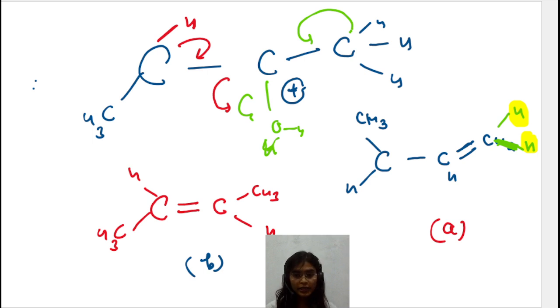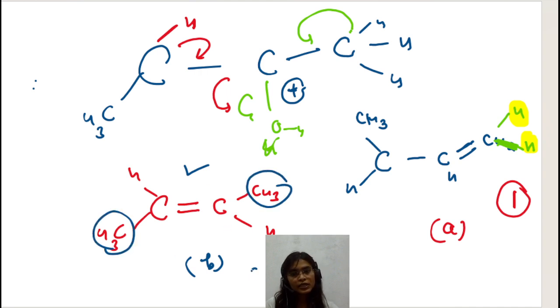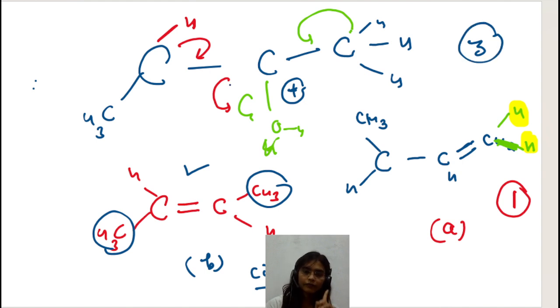Okay, so let's go back here. In this case, there is no cis and trans, so you have to count it as one. But for option B, cis and trans can be possible because we have different groups, CH3 and CH3. So yes, one is cis, one is trans. So what is the total counting? One cis, one trans for option B, and for A, it is one. So the correct answer for this question is going to be three.